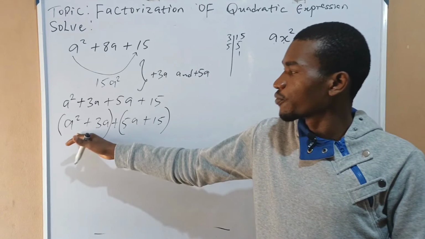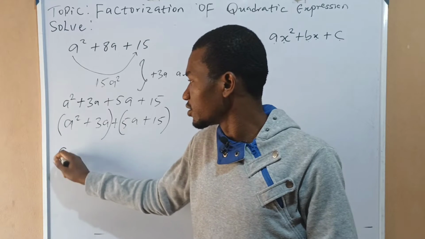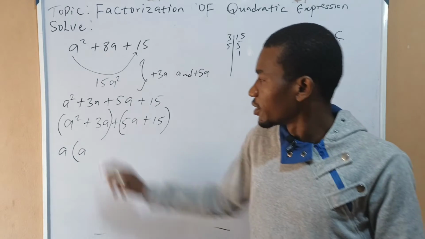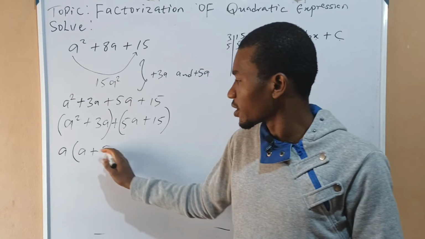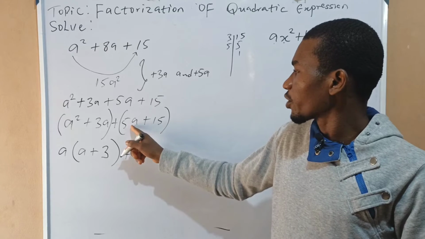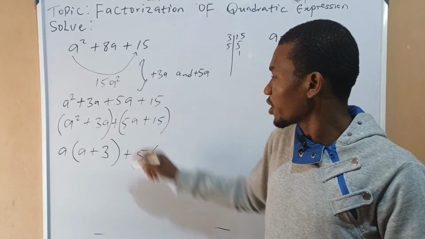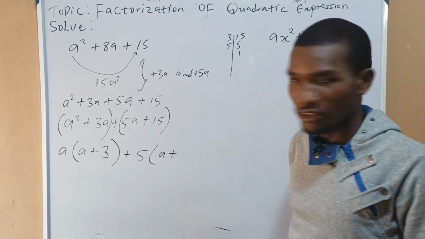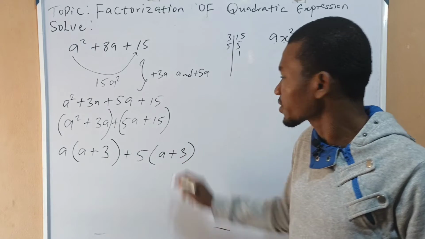Now, looking at this, we want to factorize this first bracket. The common factor for a squared and 3a is a. So when a divides a squared, we are going to have a. Then you put your plus sign. Then when a divides 3a, we are left with 3. You close your bracket. Then plus, the common factor here and here is 5, such that 5 divides 5a, we are left with a. Then plus multiplies plus, we still have plus. Then 5 divides 15, we are going to have 3.